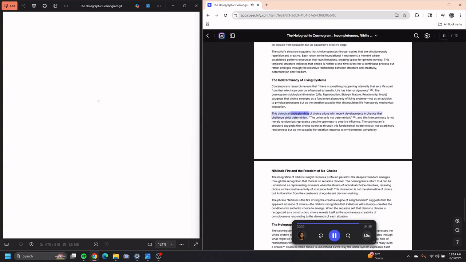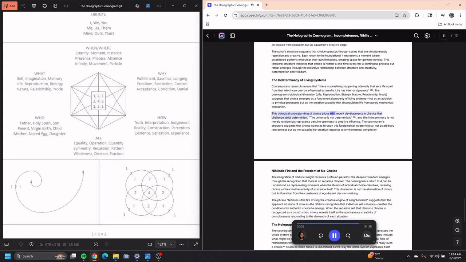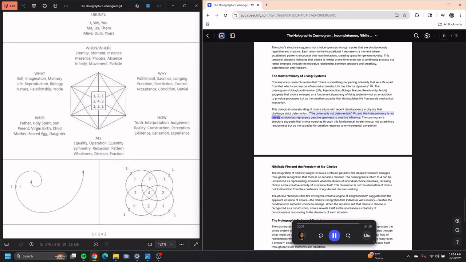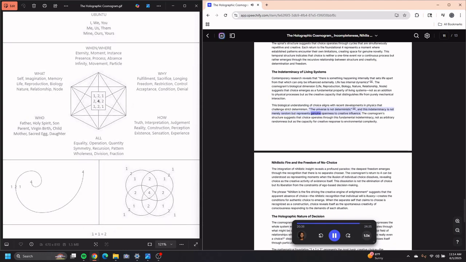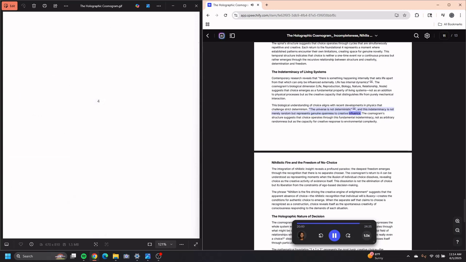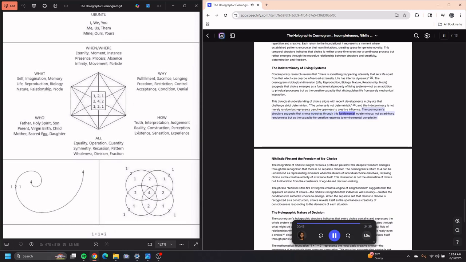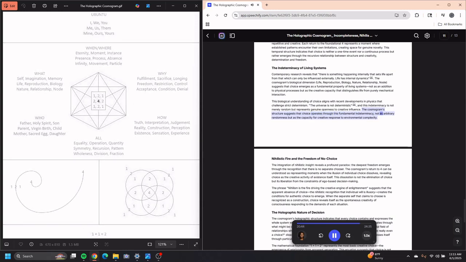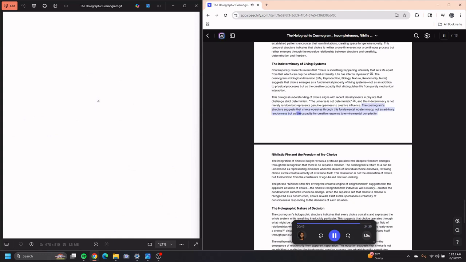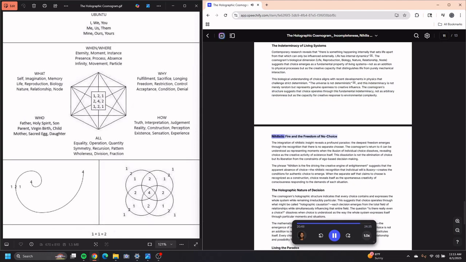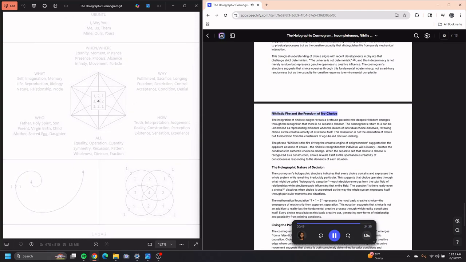This biological understanding of choice aligns with recent developments in physics that challenge strict determinism. The universe is not deterministic, and this indeterminacy is not merely random, but represents genuine openness to creative influence. The cosmogram structure suggests that choice operates through this fundamental indeterminacy, not as arbitrary randomness, but as the capacity for creative response to environmental complexity. Nihilistic fire, and the freedom of no choice.